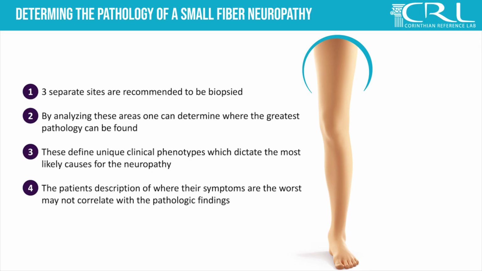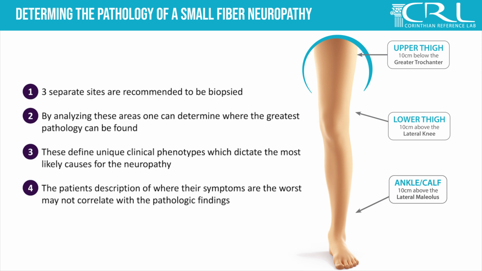So the first thing to understand is that doing one site gives us some information, but not nearly as much information as if we do 3 sites. And the 3 sites that we recommend are the proximal thigh, the distal thigh, and the calf. And the pattern of abnormalities on these biopsies, as I'll show you, gives us a lot of information about the underlying etiology. So the first phenotype we call ISFN1, or Isolated Small Fiber Neuropathy 1, or a non-length dependent pathology.